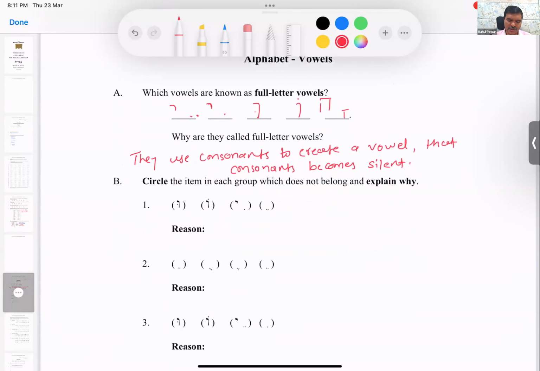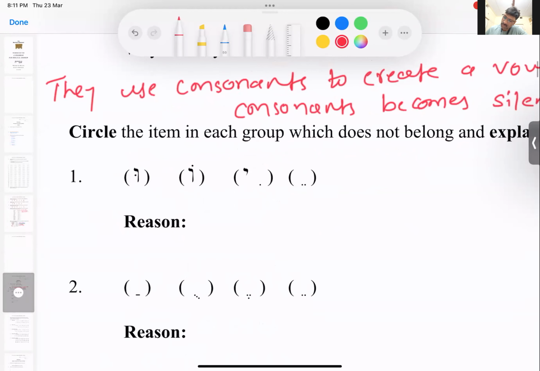Now, circle the item in each group which does not belong and explain. First, Sere, Hirek yod, Holam, and Shurek. Which you will circle? Sere. Reason? It's not a full letter vowel. The only vowel which is not full letter vowel.